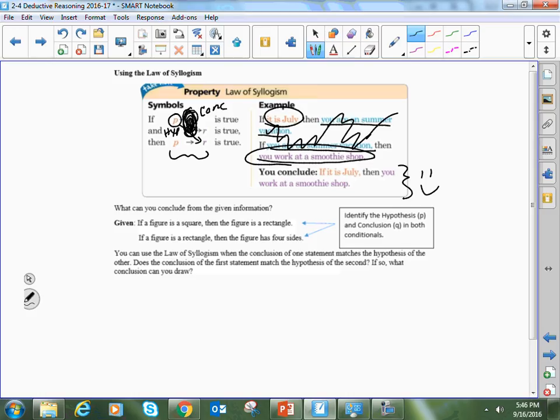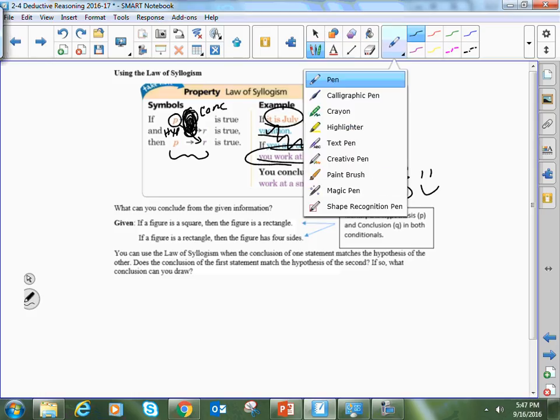So let's take a look at our example. Now, one of the things stylistically that we can tell is different between the law of syllogism and the law of detachment is the law of syllogism is using only conditional statements, whereas the law of detachment used statements that were not conditional, meaning they didn't follow the if-then format.